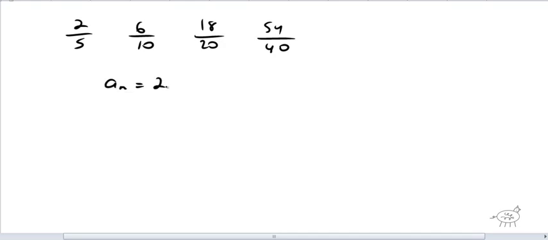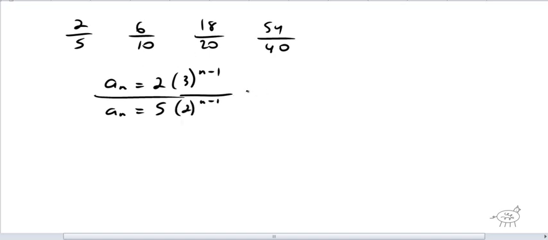So let me clear this out of here. If I give you guys 2/5, 6/10, 18/20, so this is unreduced already, and 54/40. This is what kids do. They look at the top and they go, oh, the top is being multiplied by 3. So that means a sub n equals a sub 1 times r to the n minus 1. That's the top. And then the bottom is going up by times 2, so 5 times 2 to the n minus 1. And that's what they give me as an answer.